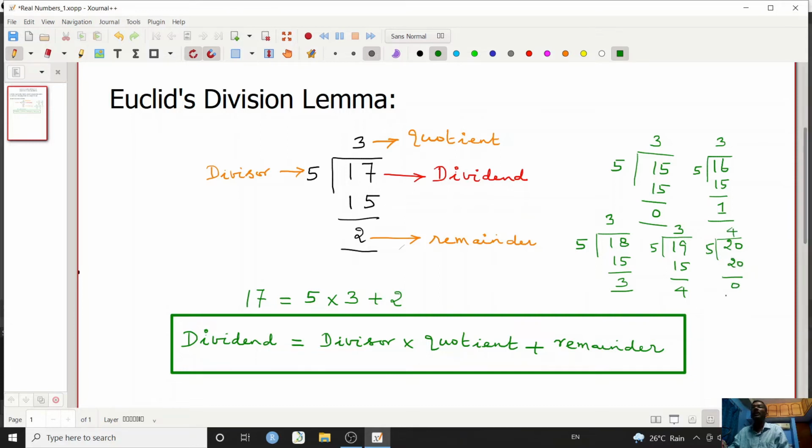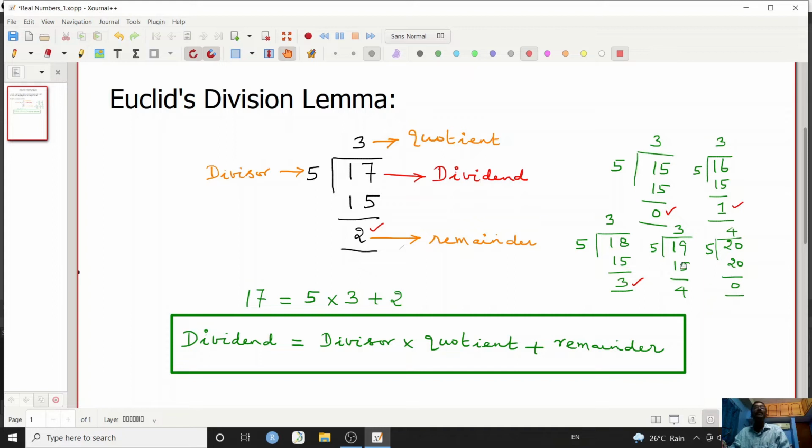Remainder we are going to get 2. Now in every case, look here. If it is 15, remainder is 0. If it is 16, remainder is 1. And if it is 17, remainder is 2 here. If it is 18, remainder is 3. If it is 19, remainder is 4. If it is 20, remainder is 0 again.